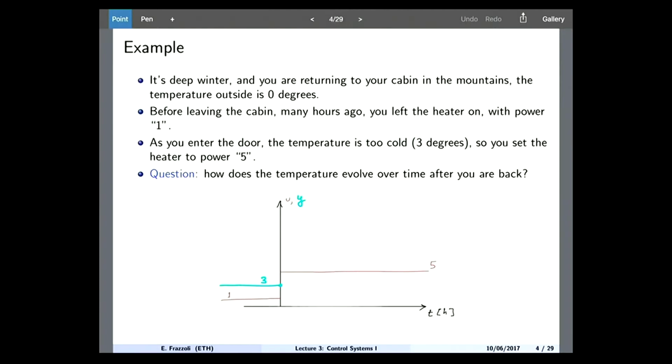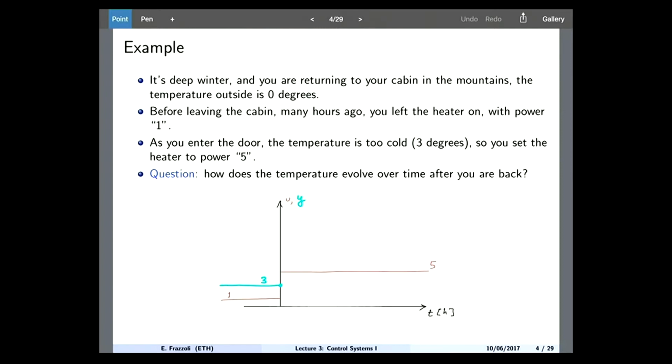Okay? Let's get started. To explain this time response, we look at probably one of the simplest examples that you can imagine. It's a temperature control kind of example. So it's deep winter, it's cold outside. You are returning to your cabin in the mountains. The temperature outside is 0 degrees. Since you didn't want the water in your pipes to freeze, before going out this morning, you set the heater to some low value, right? You don't want to waste energy, but at the same time, you don't want the water in your pipes to freeze, okay?